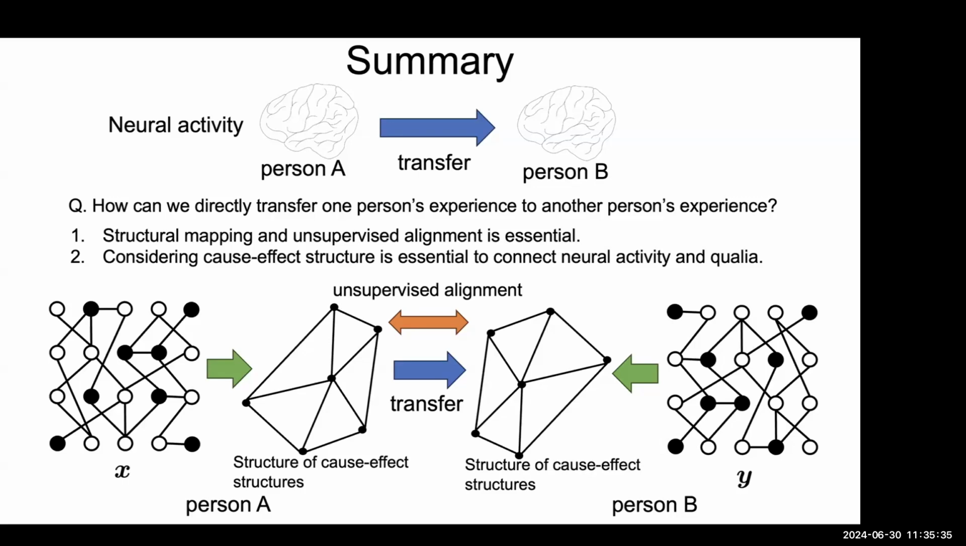I have a question about the transfer. Here you assume all the transfer occurs between structures with the same number of nodes or elements, but what if they don't have the same number of nodes? Of course, that's possible. We can have a different number of nodes. Just for the sake of explanation, I showed the same number of nodes, but this unsupervised alignment works even for the case of a different number of points.